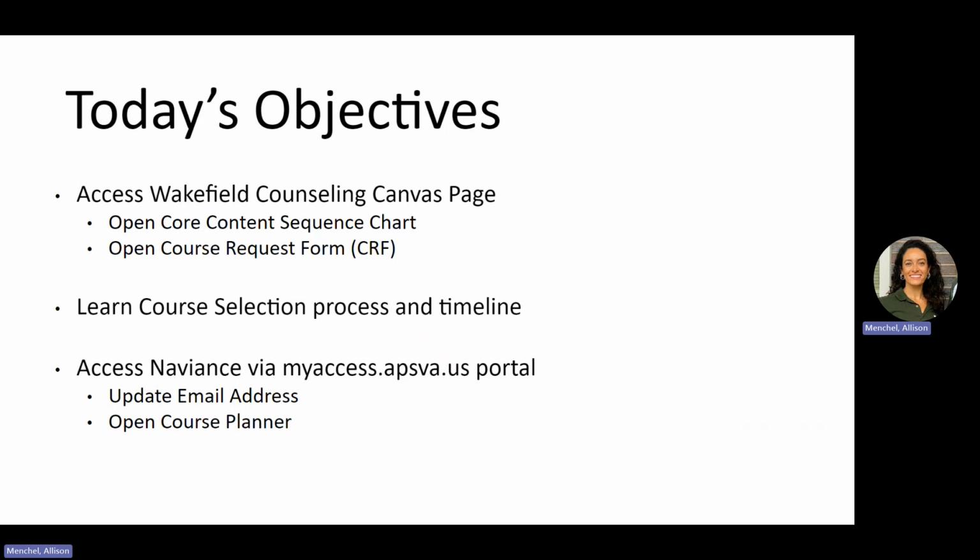So today we will make sure students can access the Wakefield Counseling Canvas page. On the Canvas page, you can find some core content sequence charts and our course request form. You'll learn about the course selection process and the timeline, as well as accessing your Naviance account, updating your email address within Naviance, and using Naviance Course Planner.